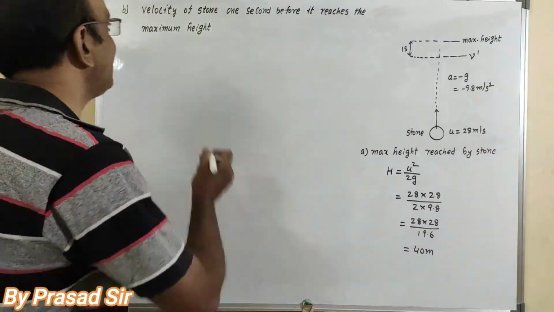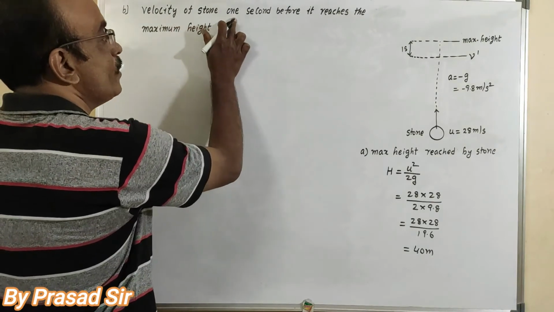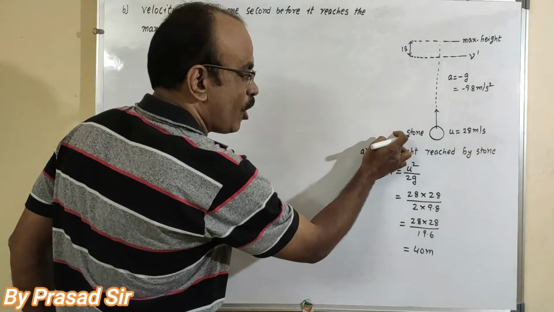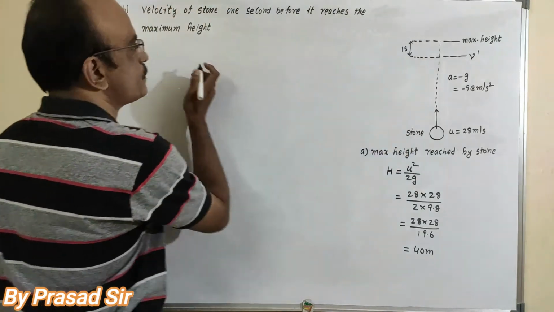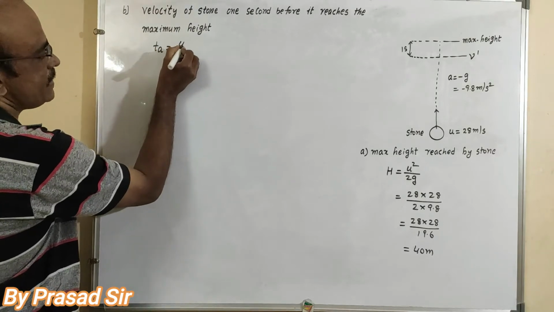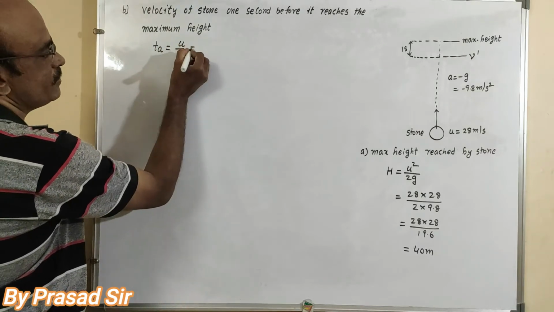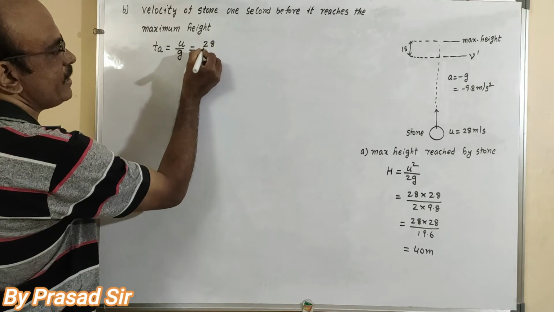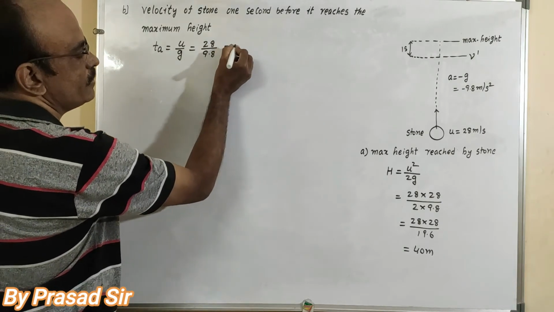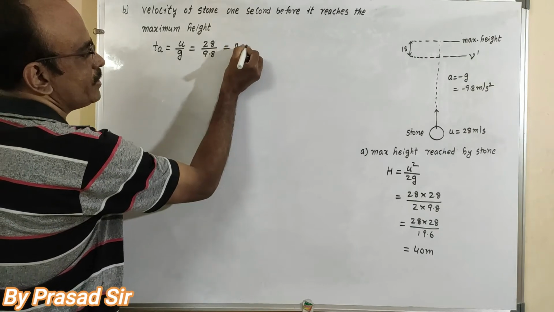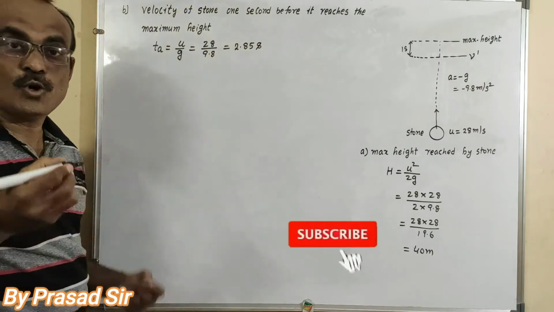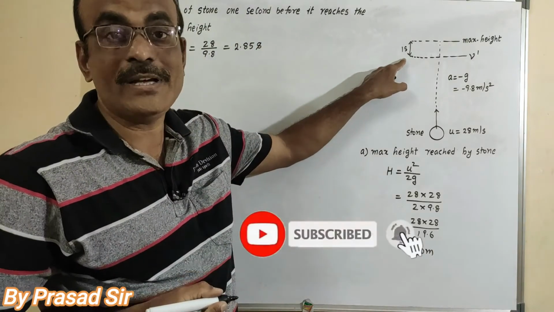Now B, the velocity of the stone 1 second before it reaches the maximum height. First of all, we want to calculate how much time is taken to reach the maximum height. So the time of ascent is equal to U by G. U means 28, divided by 9.8. The division of this is 2.85 seconds.